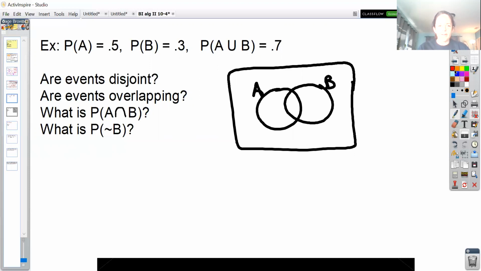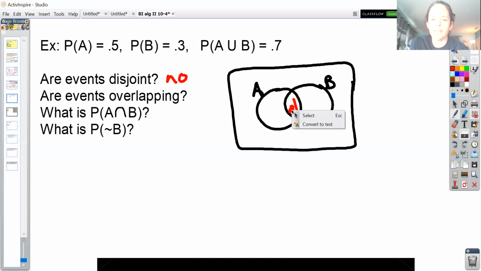So in this one, the probability of A is 0.5 and the probability of B is 0.3. If I add those up, I get 0.8. But the probability of the union is 0.7. So they can't be disjoint because the probabilities added up don't equal the probability of the union. In fact, if I add them up and I get 0.8, but the union has to be 0.7, then what was the overlap? In that case, the overlap was 0.1.